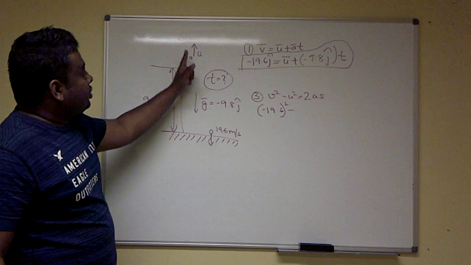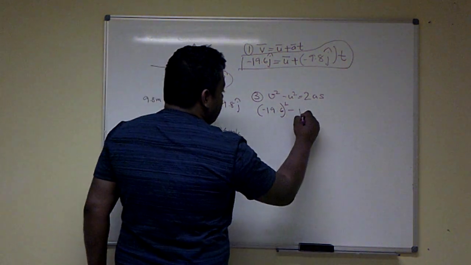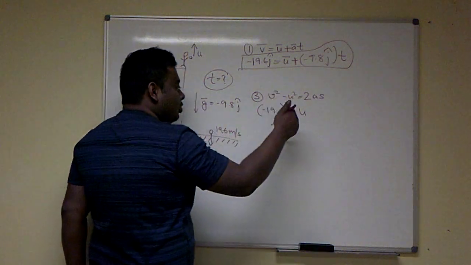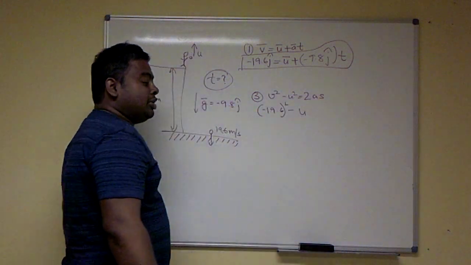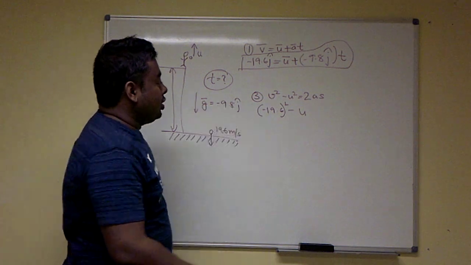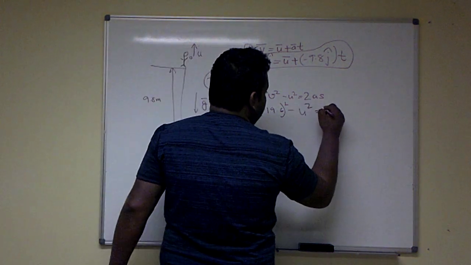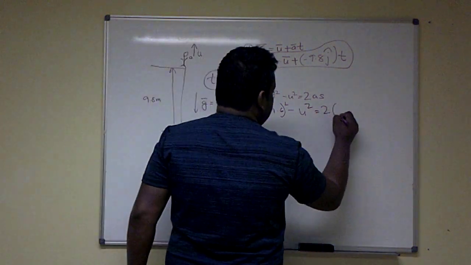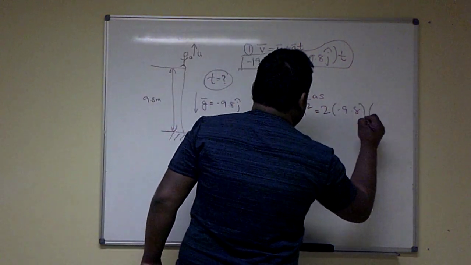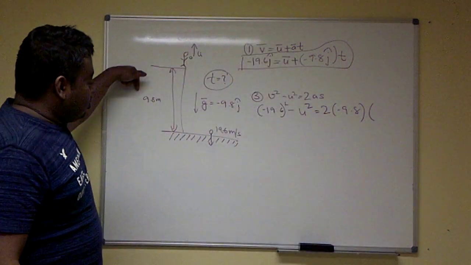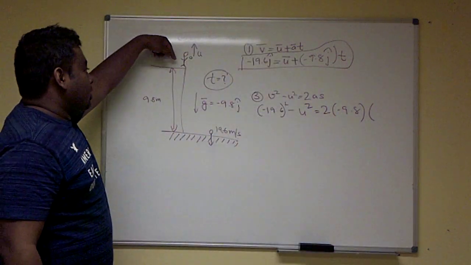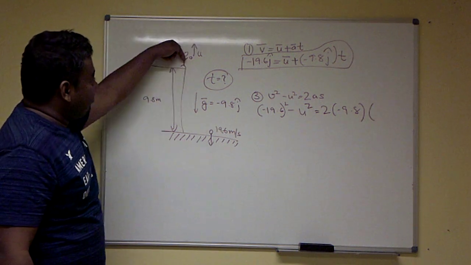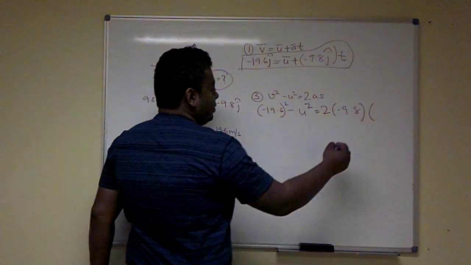U, the initial velocity, is in the upward direction, so we write this as u, not making it minus u and then squaring it. I'm just squaring it as it is, equals 2 times the g vector, which is downwards, minus 9.8, times s, which is also minus 9.8 as the displacement traveled by the ball. The distance will be much higher, but the displacement is only minus 9.8.